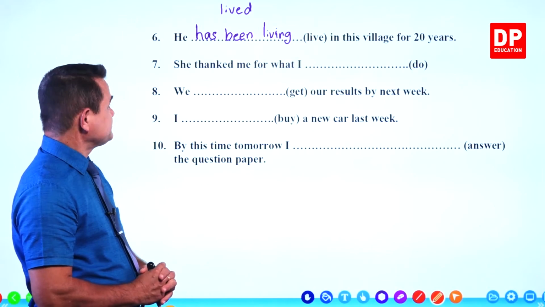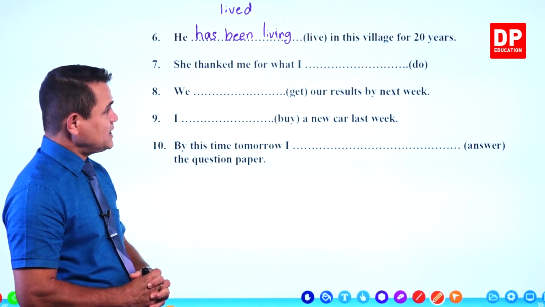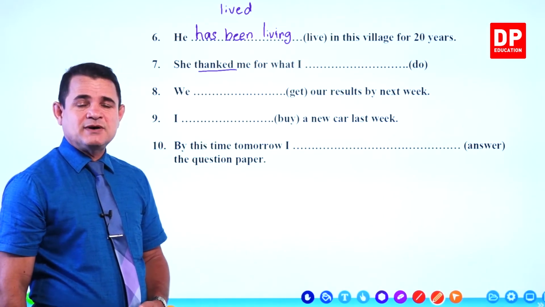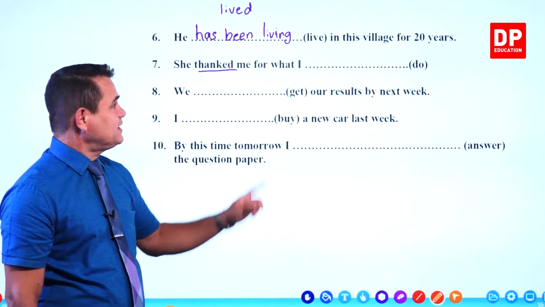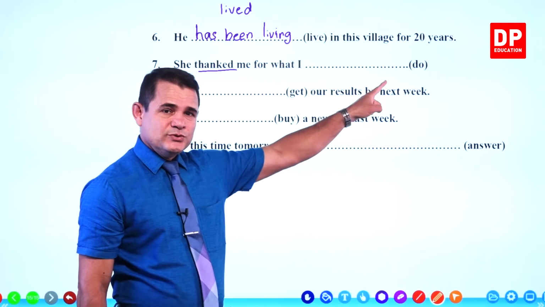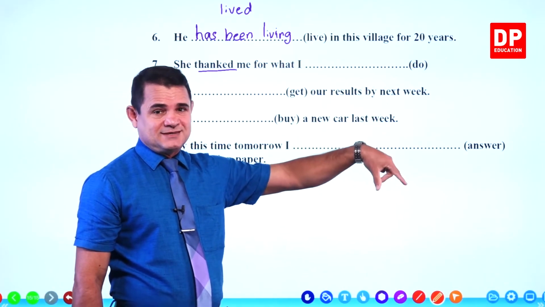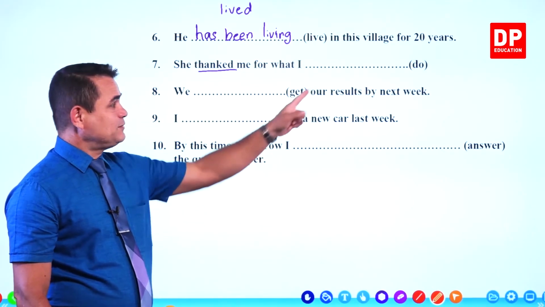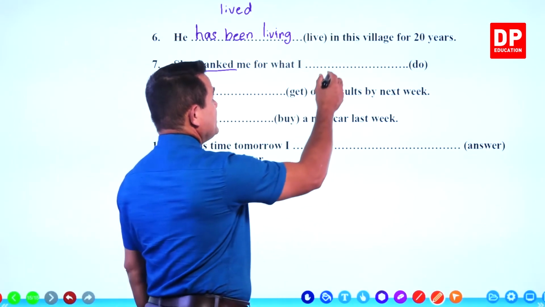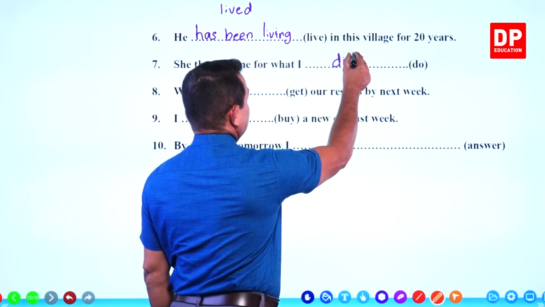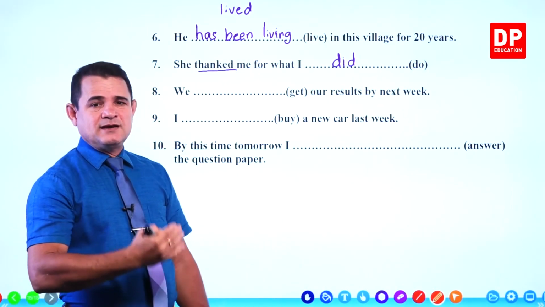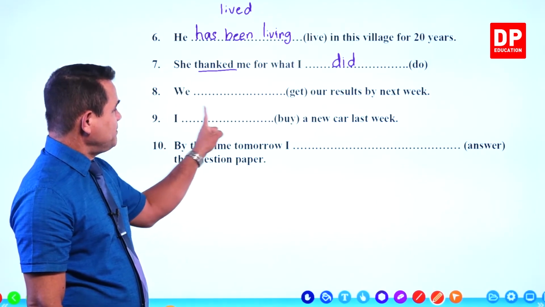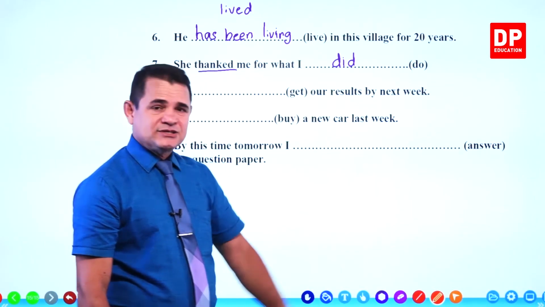And look at number 7. She thanked me for what I blank. She thanked me. Look, the verb is in past tense. What I do, do is present tense. For what I did, you have to use the past tense. Do is present tense. Past tense is did. Do, did.